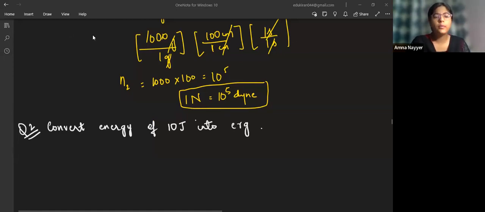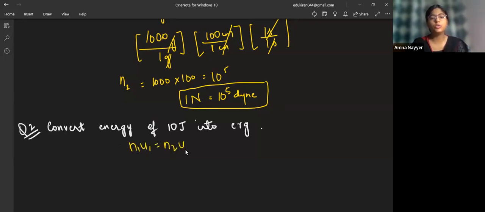Now, next question is convert energy of 10 joules into ergs. So this is not 1 joule this time. So N1 is 10. When we write this equation, N1 U1 is equal to N2 U2. See, N1 is given as 10, the first unit is given as joules, N2 is again unknown to us, and U2 is given to us as erg. Fine. These are the values of N1 and N2 that we have.